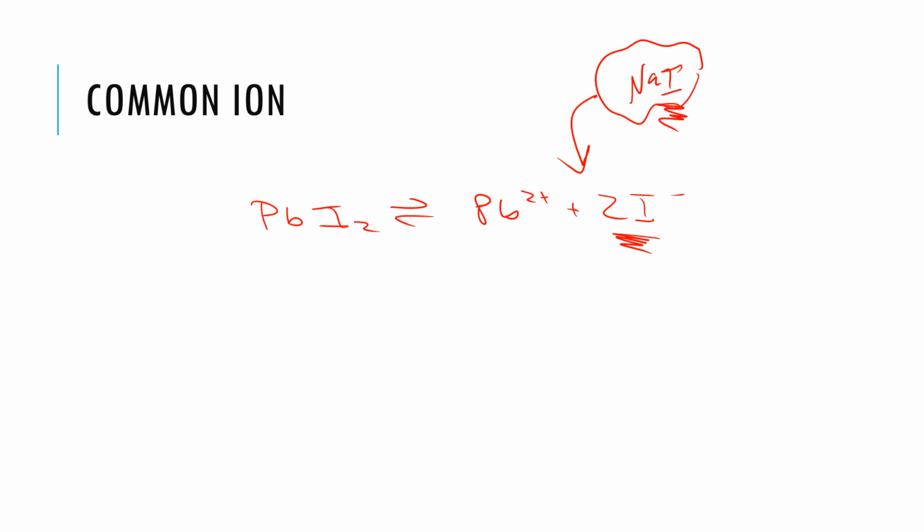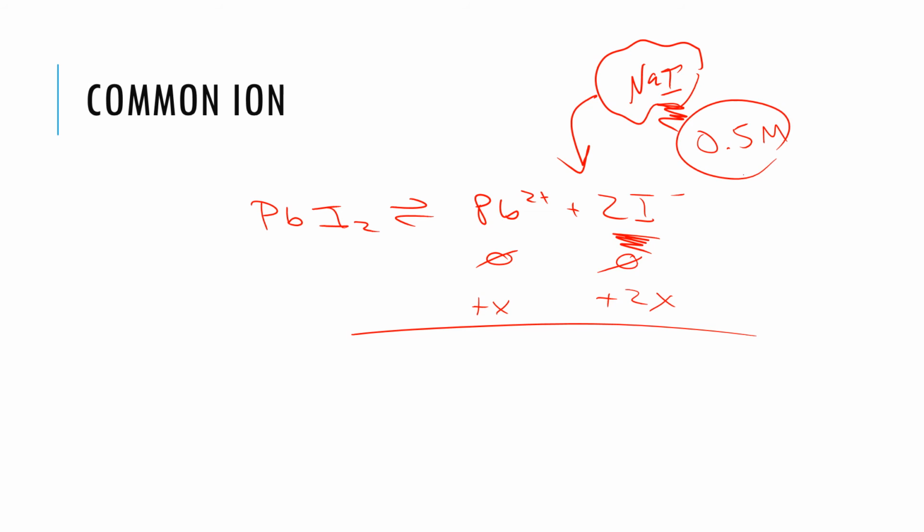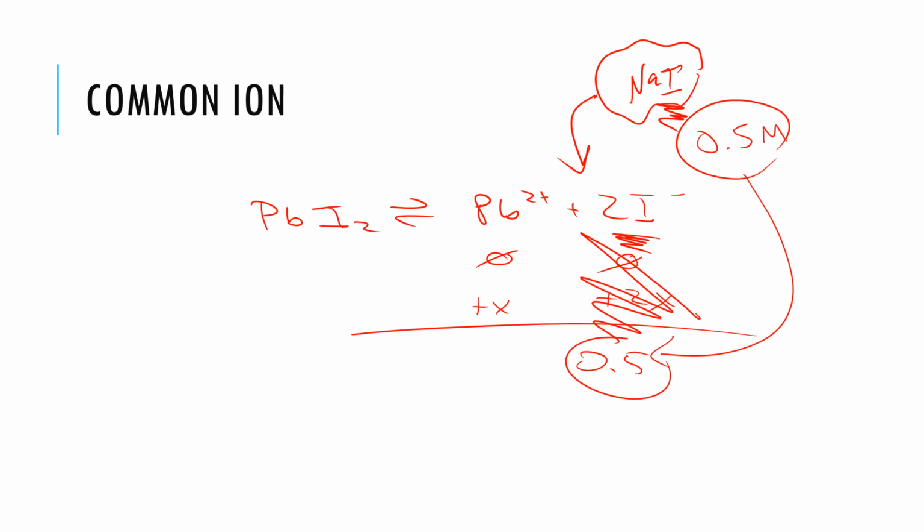So what I do in this situation when they give me a common ion, this would essentially be 0, 0, plus X, plus 2X. What I do is whatever concentration they give me for the iodide, let's say it's just for instance 0.5 molar, that is what I replace this 2X with. So this stuff goes away, and I replace it with the 0.5 molar. The reason for that is because this amount that they give you for the common ion will always be greater than the value of 2X.